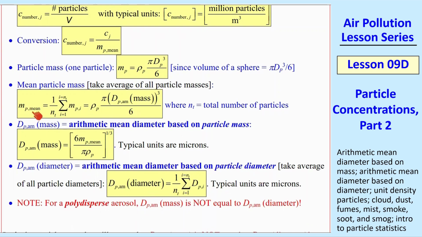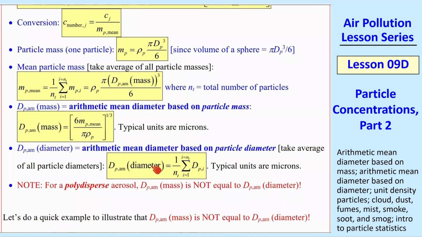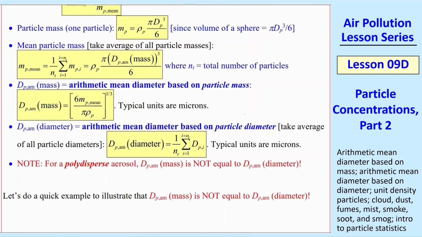dPam diameter is the simple arithmetic mean diameter based on particle diameter, so that's the simple average. By the way, MP mean is also calculated if you know the mass of each particle. You can do this summation and divide by NT, just like we do here. That's a simple mean also. Now, for a polydisperse aerosol, dPam mass is not equal to dPam diameter. In fact, dPam mass is greater than dPam diameter.